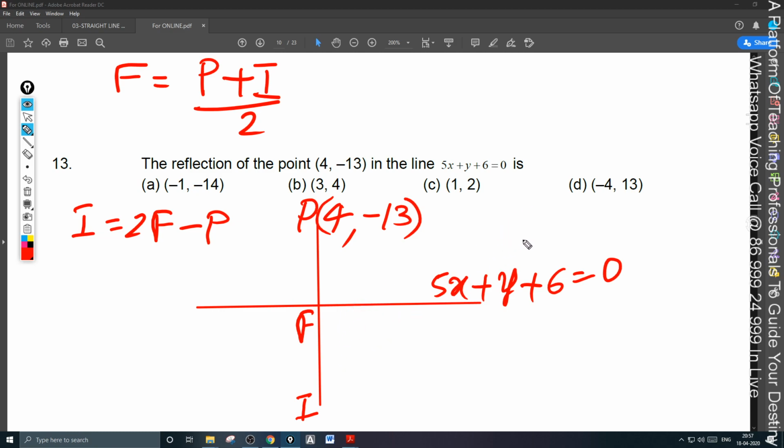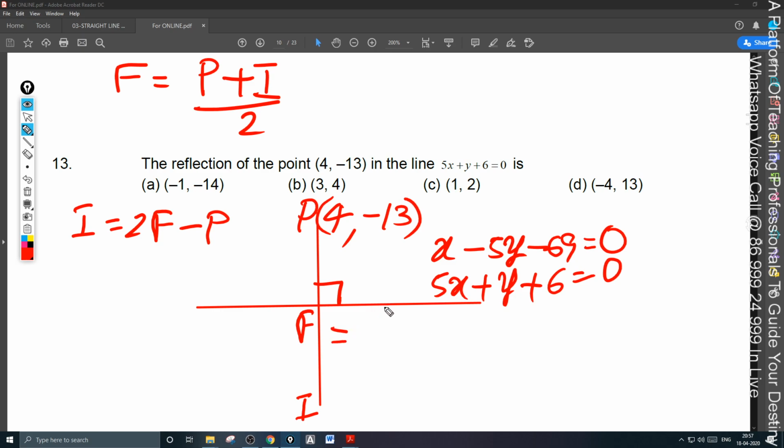To find out the foot, what is the technique I taught you? Write the perpendicular line, please. How to write the perpendicular line? Reverse the coefficients and change the sign in between: x minus 5y. Substitute the point because this is 90 degrees here. If you substitute the point, 4 plus 65 is equal to 69. So this is x minus 5y minus 69 is equal to 0, this line equation.